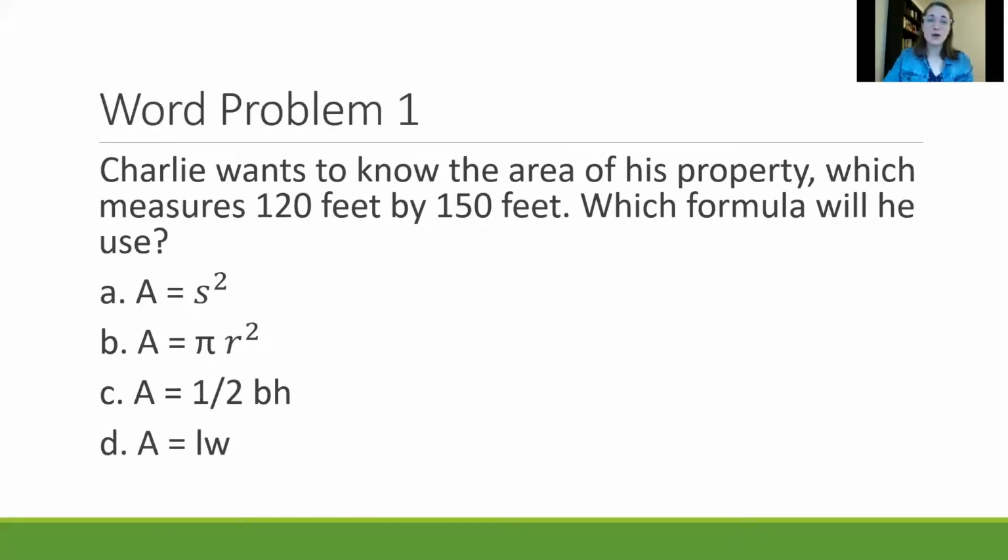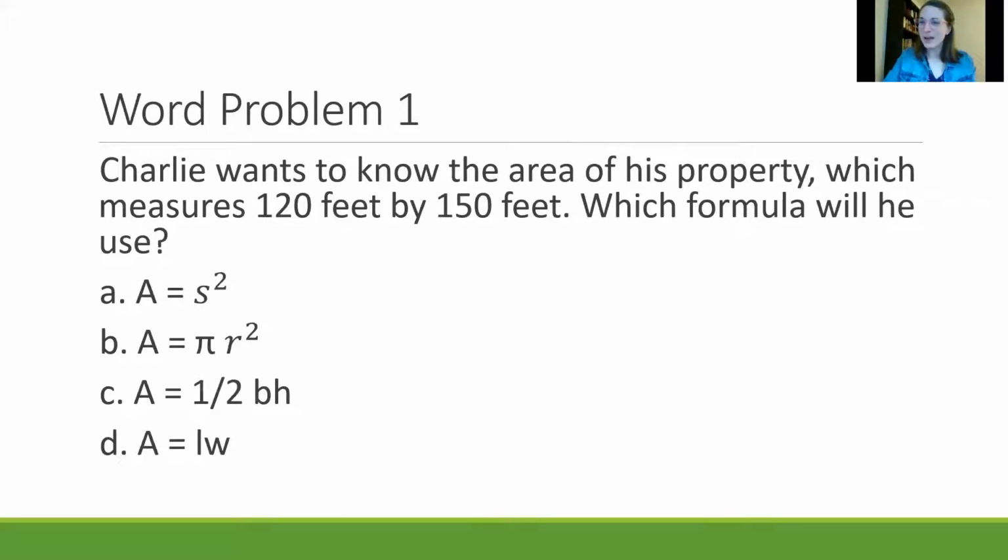So today, when we're talking about word problem 1, it says, Charlie wants to know the area of his property, which measures 120 feet by 150 feet. Which formula will he use? So what's interesting to me about this problem is they're not asking me to solve, they're asking me which formula will I use. So that's why it's also important to look at both what they're asking and also what the options are in the A, B, C, and D here, multiple choice, because that will help us to narrow down what we're going for. So here, I know he wants to know the area, and I see what the area is. It says 120 by 150.